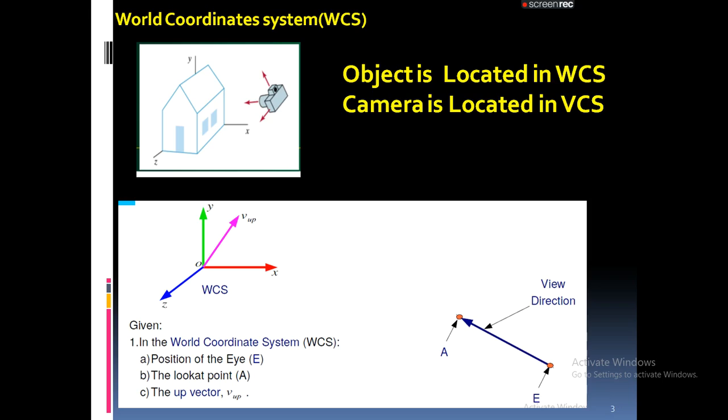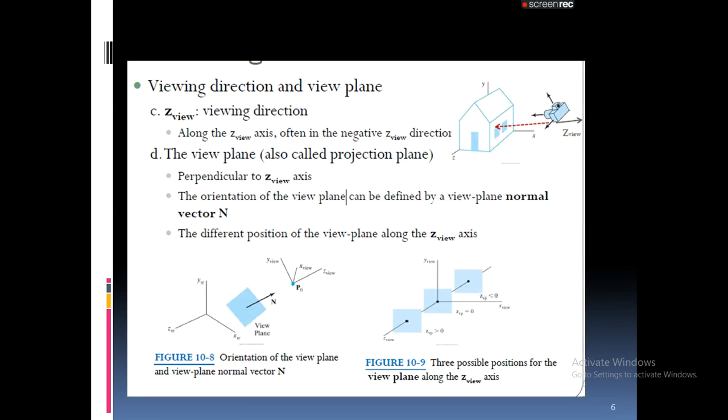Positive Z view is a direction with respect to the camera. Or I can say that Z view is the viewing direction of the camera. You can see that I have written here along the Z axis, often in the negative Z axis direction. The best example is, instead of going to that particular slide, here is one example I have written here.